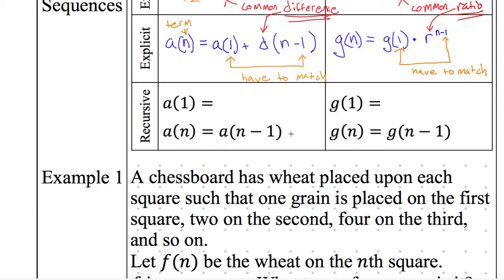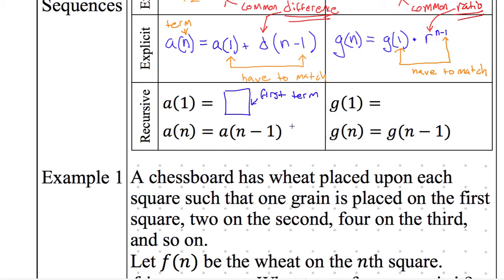All right. Recursive formula. A of 1 is equal to some term. Just put the first term here. Sorry, a of 1 is equal to the first term. All right, here is the key.